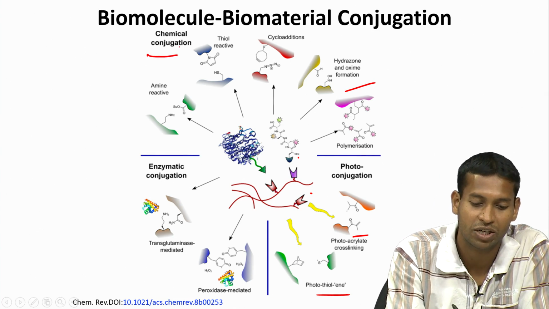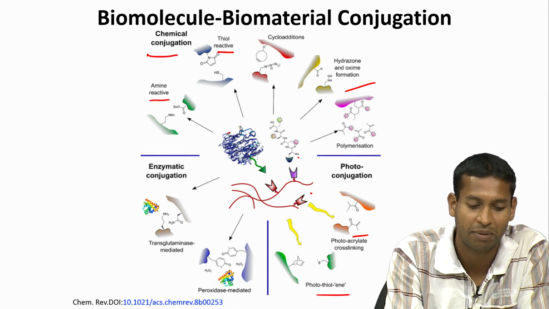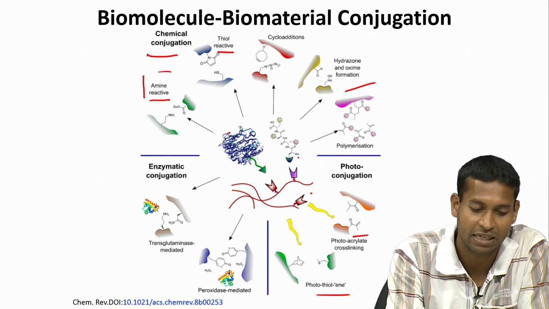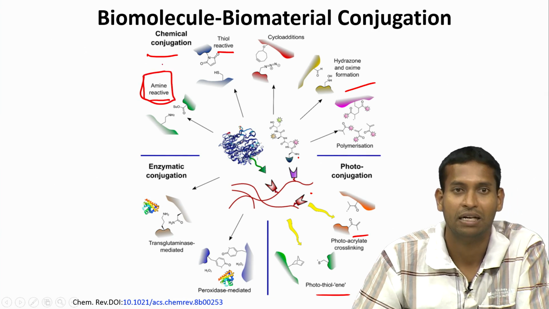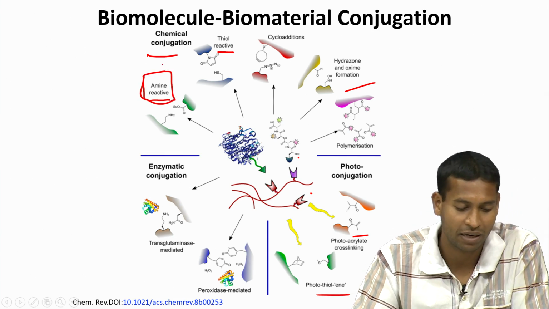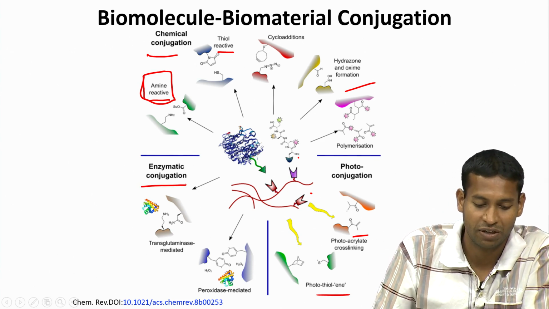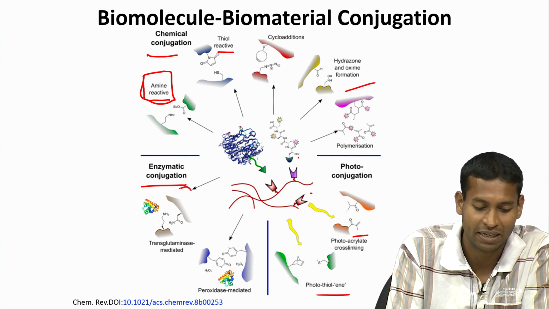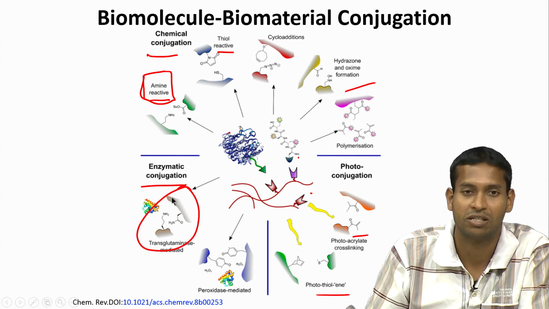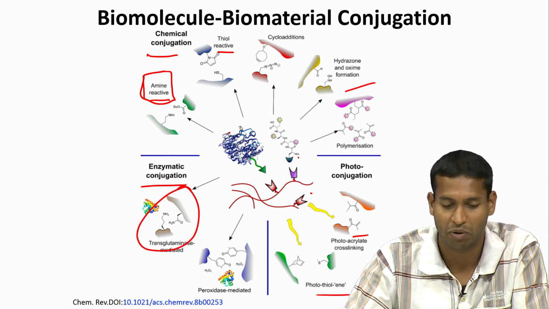Then there is chemical conjugation, so there can be thiol reactive or amine reactive. This one again is the most widely used one, typically EDC-NHS coupling, or in certain examples some enzymatic conjugation is also used, where some enzyme will mediate this and attach your particular drug to your polymer molecule.